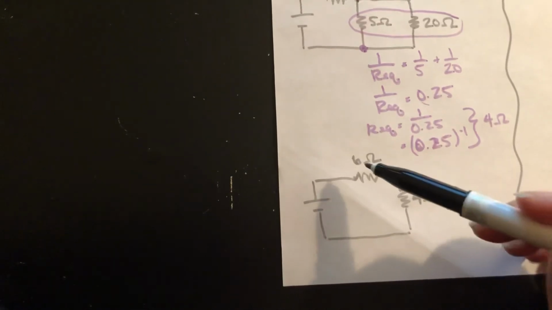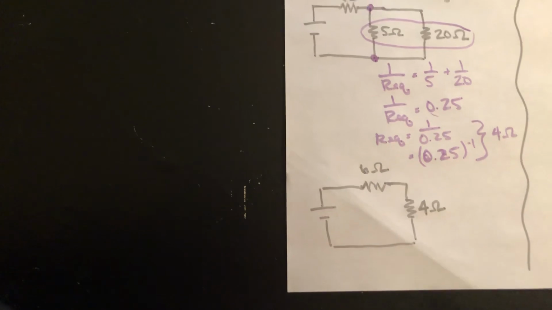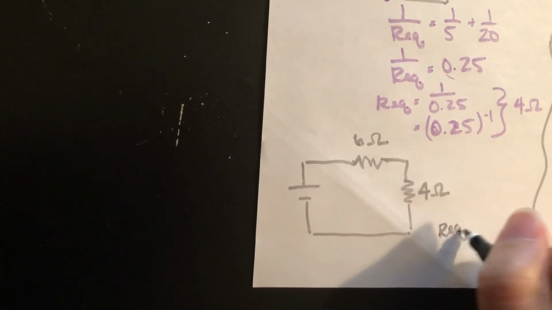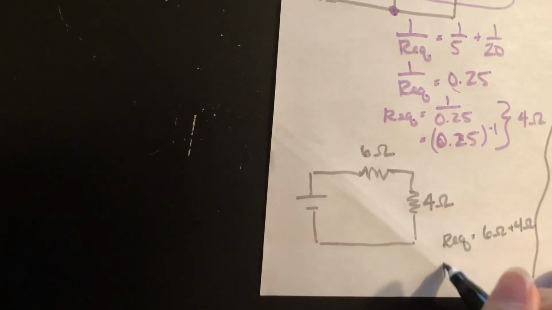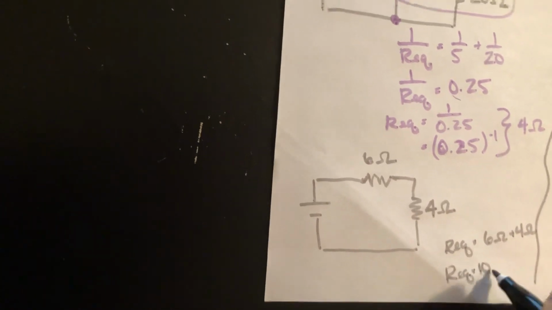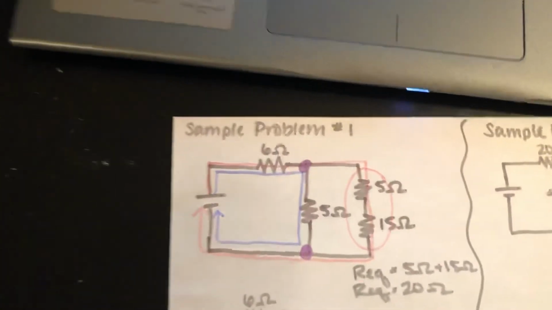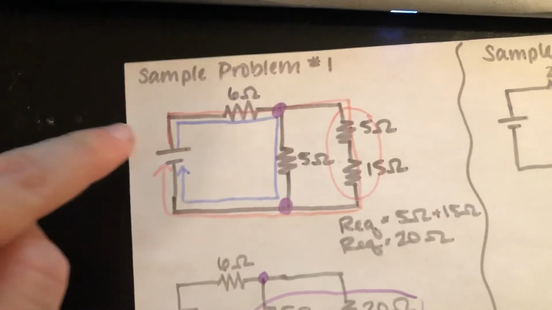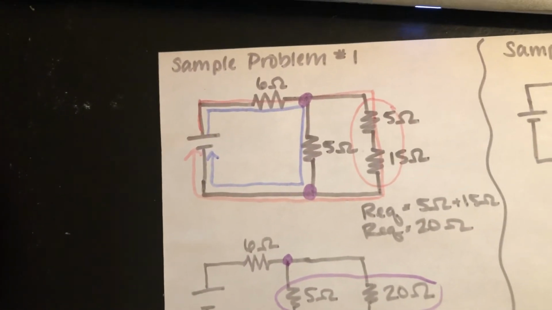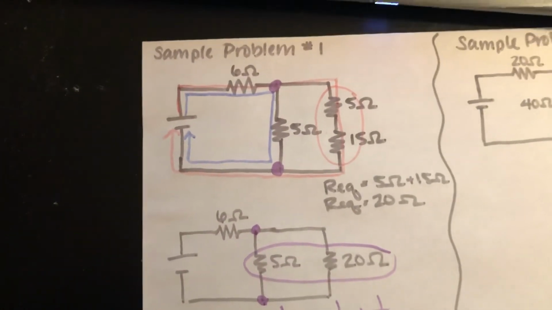Well, now I've just got a 6 ohm resistor and a 4 ohm resistor, and those are in series with each other, and I know what to do with that. I just add them together. So now my equivalent resistance will be equal to 6 ohms plus 4 ohms. So then the equivalent resistance of this whole circuit is 10 ohms, which basically means if I go back to my original circuit, this whole circuit here will draw the same amount of current from the battery as just a single 10 ohm resistor would have. So that's the basic idea behind equivalent resistance.